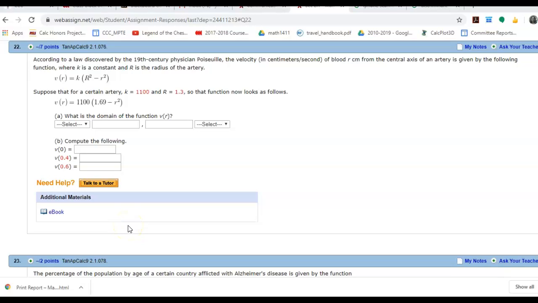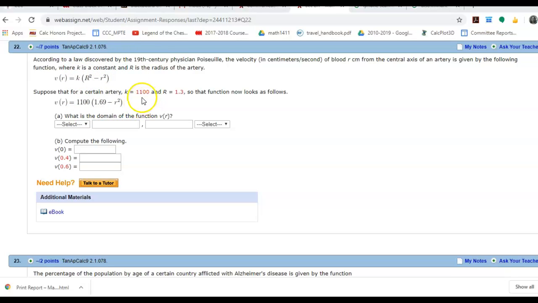It's section 2.1. There's a couple questions and I wanted to go over them to give you some help. Problem 22 is one of them. According to a law discovered by the 19th century physician Poisson, the velocity in centimeters per second of blood, little r centimeters from the central axis of an artery, is given by this function, where k is a constant and big R is the actual radius of the artery.